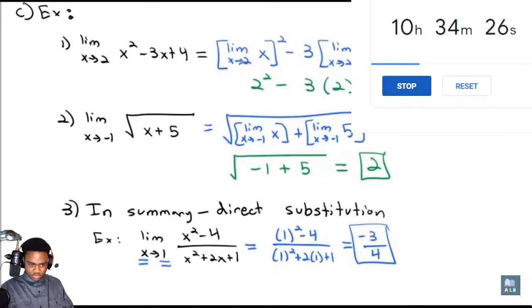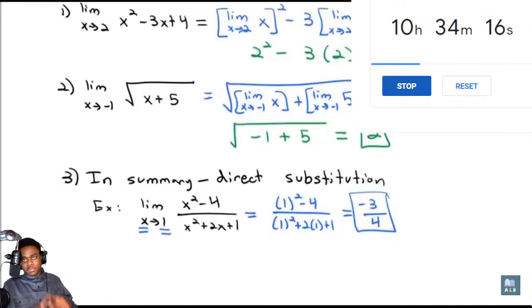So in summary, the easiest way we can calculate a limit is to directly plug that number into the function. However, that doesn't always work perfectly.